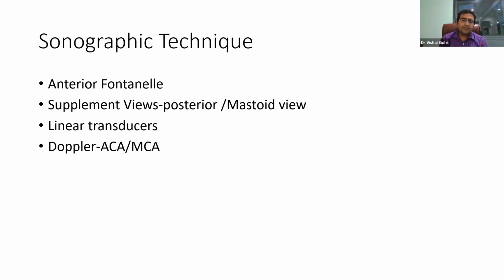A linear probe is used transversely because sometimes there would be extra-axial fluid, or sometimes there would be subdural hemorrhage, which is very well seen with the linear probe. Of course, Doppler is a very important part of hydrocephalus evaluation to assess the intracranial pressure, and for that we can use the anterior cerebral artery and middle cerebral artery.